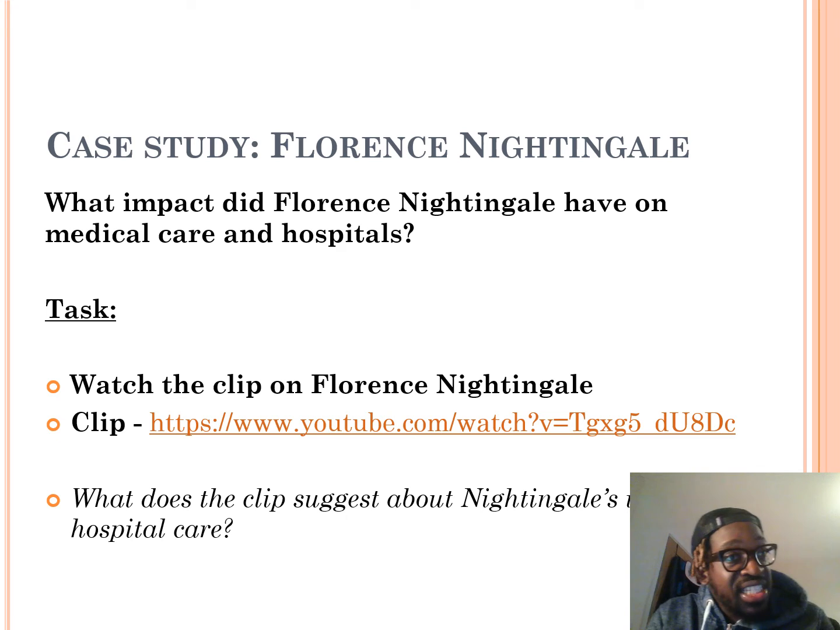Okay, and then so that's it. Those first three slides are just about treatments and prevention. Then I want us to go on to medical care and hospitals. So again, remember in slide 2, you've recapped what happened in the 1500s and 1700s.